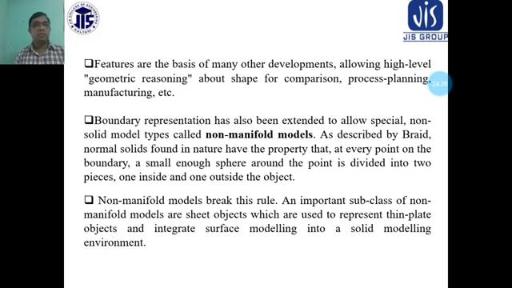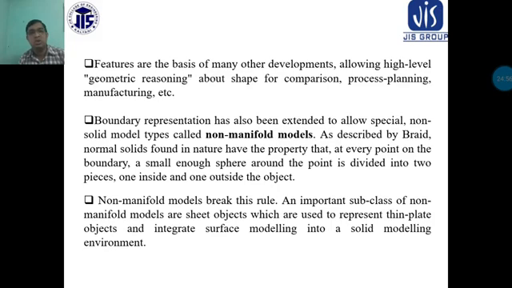This will basically be about the shape for the comparison, and also process planning. What is process planning considered? Suppose different productions are done in these systems. For any type of production, you have to pass through a planning stage, that means deciding which process you have to use and which one will benefit your system. That is process planning.